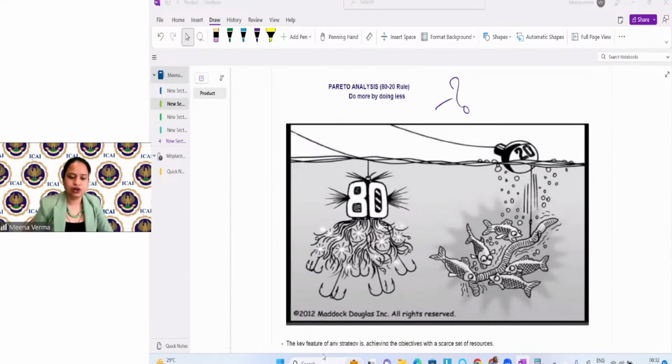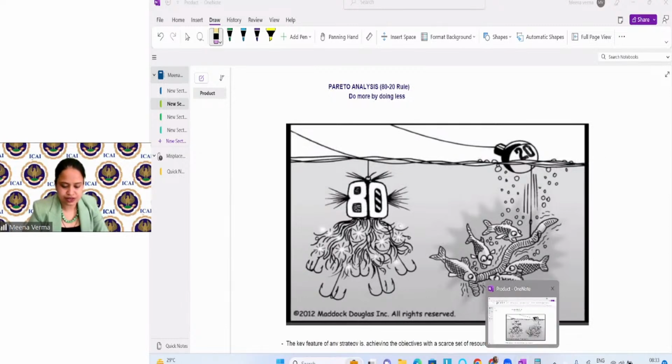All right. Okay. So can you interpret this image? Can you interpret and write in the comments what interpretation you draw from this image? What interpretation do you draw from this? 80% of the problem is caused by 20% of the issues or matters.